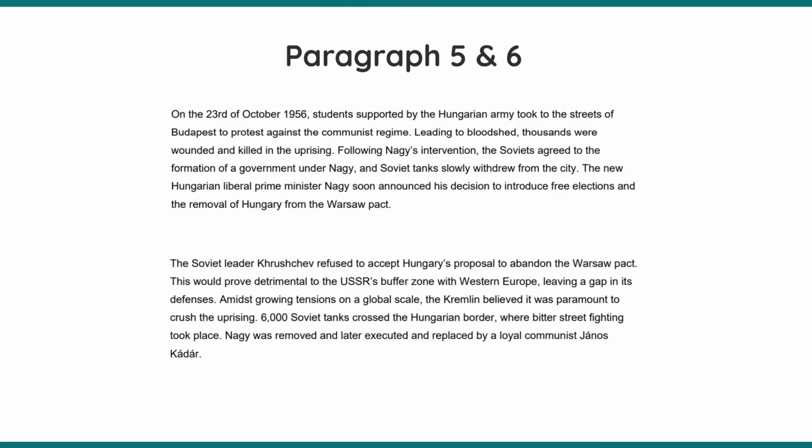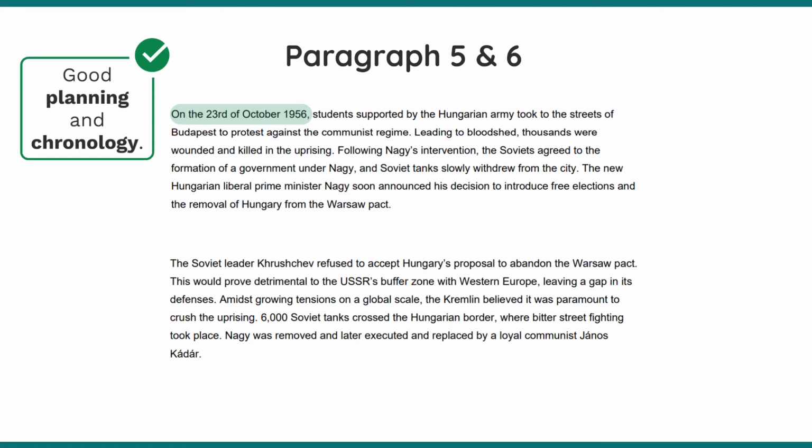Moving down the essay slightly to paragraphs 5 and 6. Of course, it can be very obvious when somebody isn't sure of the order of things. This is a good example of an essay where the chronology is correct, it's accurate. There was a certain amount of planning and thought put into, okay, I'm going to talk about this, then I'm going to talk about this, and then I'm going to talk about this. And that's nicely done in this particular essay.